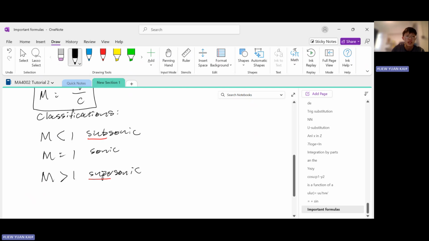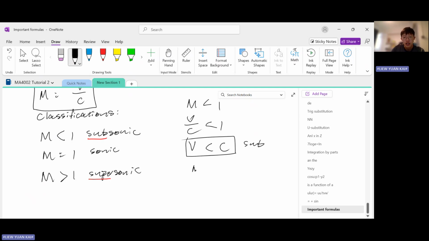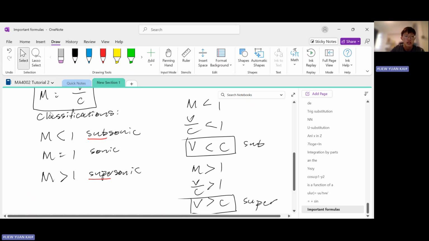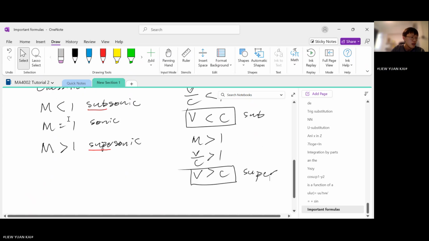You can do a similar derivation. When M is less than 1, V over c is less than 1, and when you rearrange this, it shows V is less than c. So this is subsonic. Whereas when M is greater than 1, V over c is greater than 1, and so V is greater than c. So this is supersonic. The velocity is greater than the speed of sound, whereas for subsonic, the velocity is less than the speed of sound. So that's how we get these three categories of compressible flows: subsonic, sonic, and supersonic.